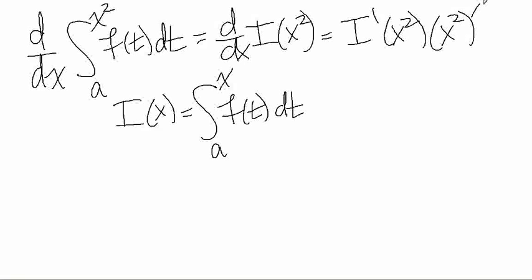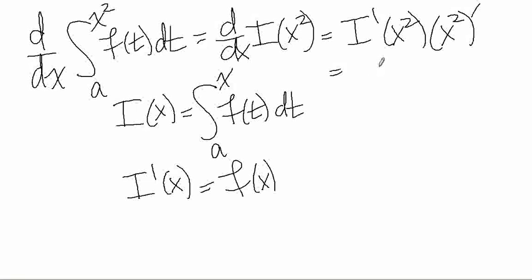All right? Let's go back to the definition of the I function. So I prime of x, using the fundamental theorem of calculus, will give us f of x. Okay? And so going back to the equivalent version that we have there on the right side, I prime with respect to x squared is f of x squared, and x squared prime is 2x. So therefore, the original expression simplifies to 2x times f of x squared.